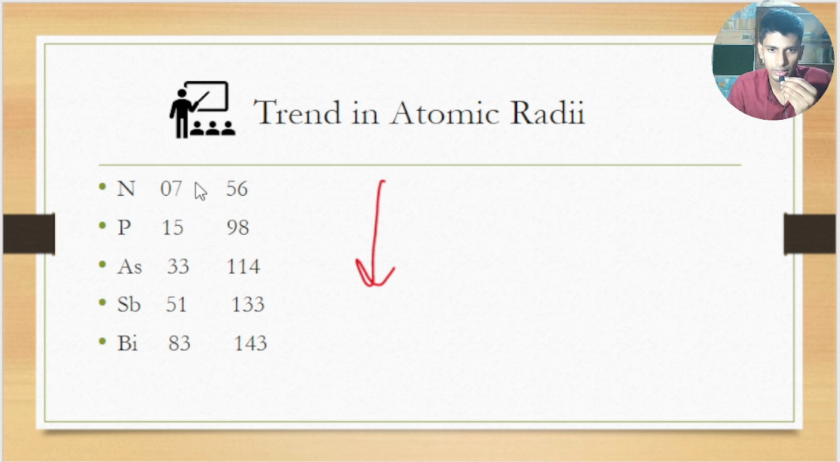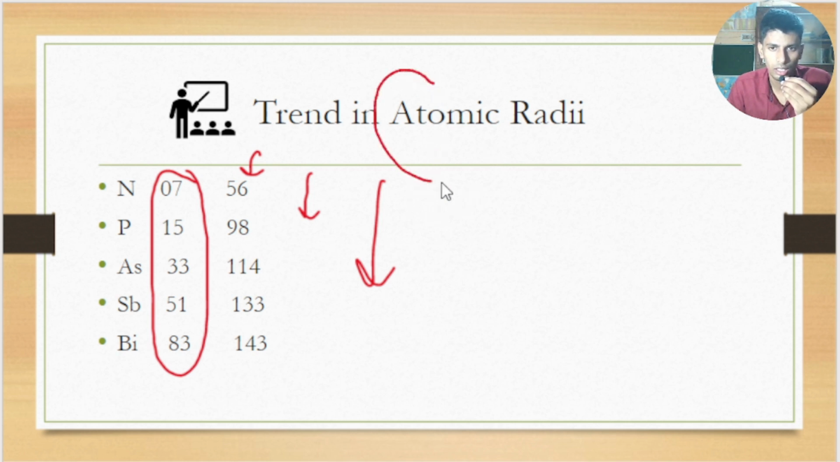Okay, so this line is the atomic number, and these numbers are the atomic radius. See, the nitrogen atomic radius is 56, phosphorus 98. So you can conclude from here that it is increasing: 56 to 98, then 114, then 133, then 143. So as in earlier groups also we have studied, atomic radii generally increase down the group.